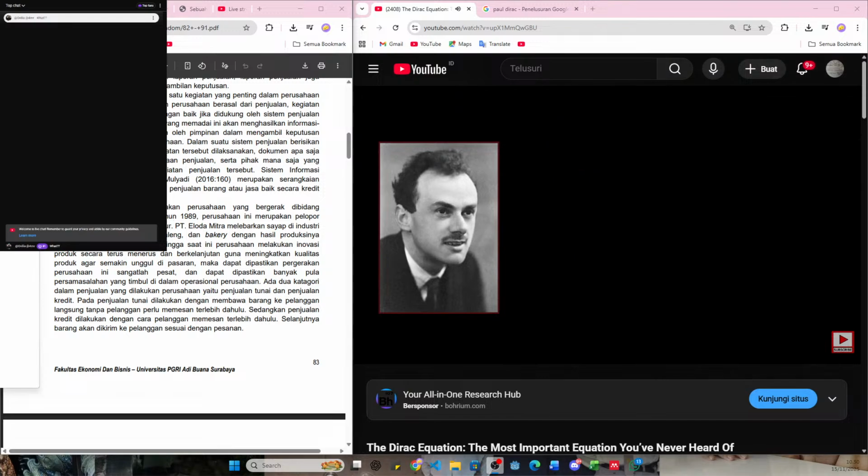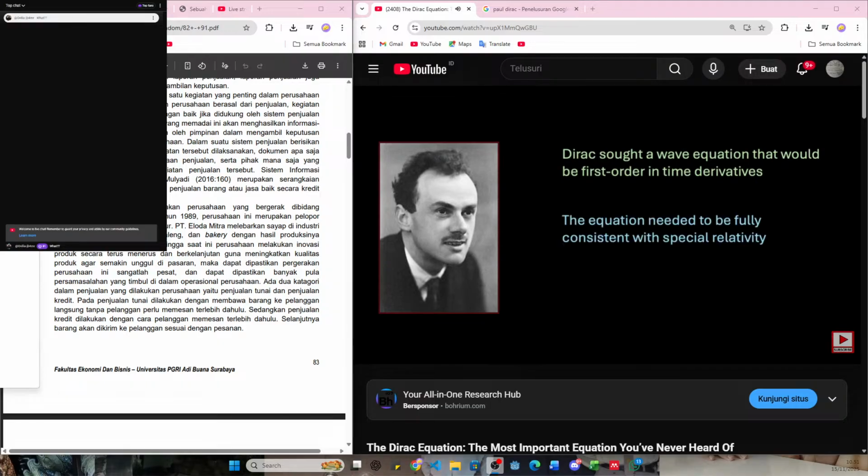In particular, Dirac sought a wave equation that would be first order in time derivatives, just like the Schrödinger equation, so that the wave function alone would fully determine the system's future evolution, while also preserving a positive definite probability density and allowing the wave function to retain its interpretation as a true probability amplitude. But he aimed even higher. The equation needed to be fully consistent with special relativity, meaning that space and time had to be treated on equal footing, and so the equation had to be linear in both space and time derivatives.